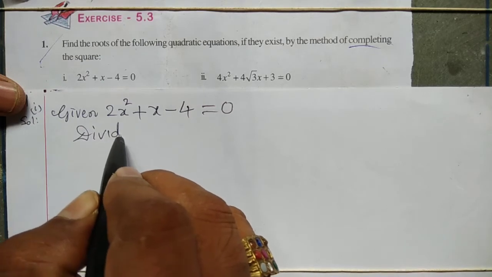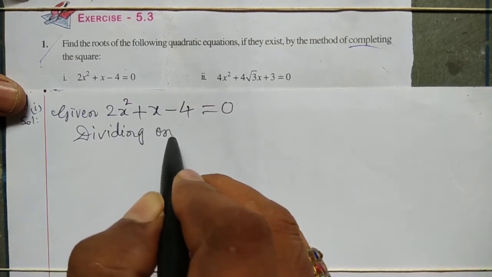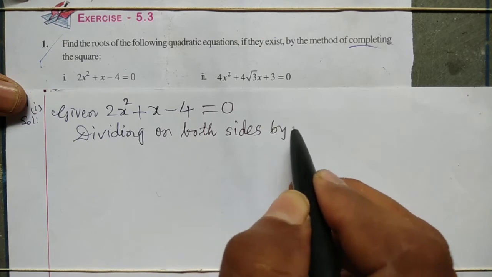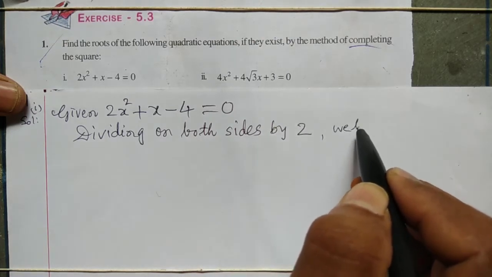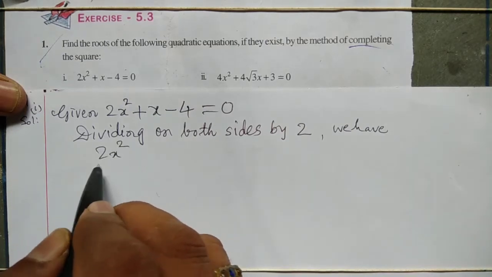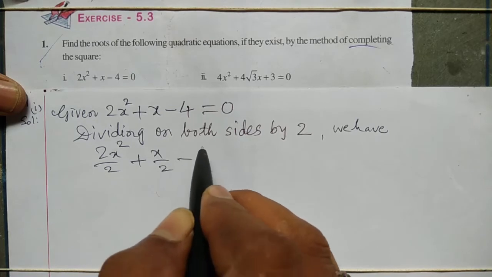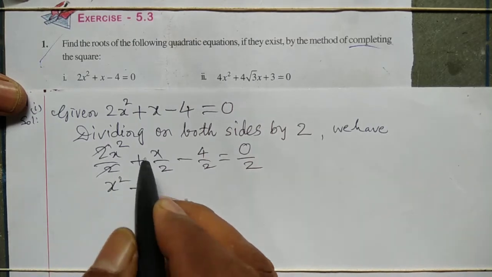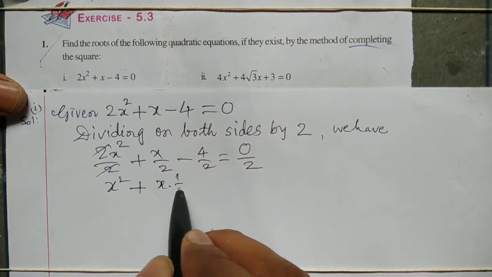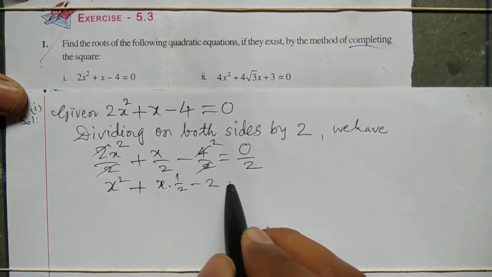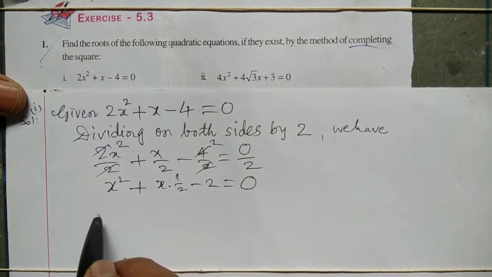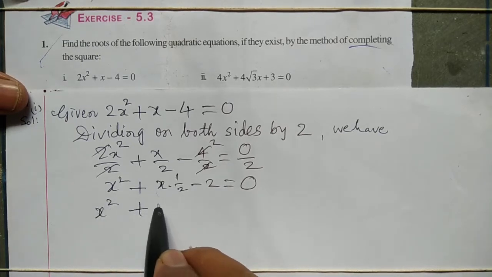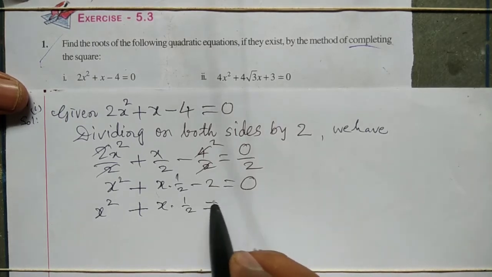Dividing on both sides by 2, we have 2x²/2 + x/2 − 4/2 = 0/2. That gives x² + (1/2)x − 2 = 0, so x² + (1/2)x = 2.